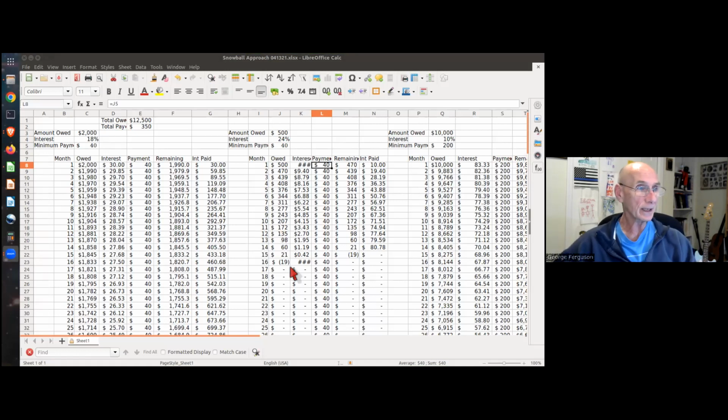Now, if you look at the Excel file that I have here, let's say that you owe a grand total of $12,500. So you have $2,000 that you owe on a credit card that has 18% and a $40 minimum payment. You have another credit card where you owe $500 with a 24% interest rate and a $40 minimum payment. And let's say that you have a car note of about $10,000. It's about 10%, and the minimum payment on that is $200 a month. Okay. So you can see right now that you're paying about $280.